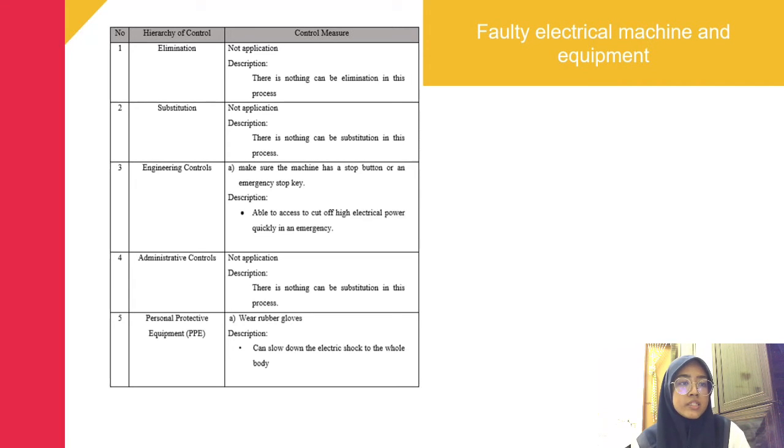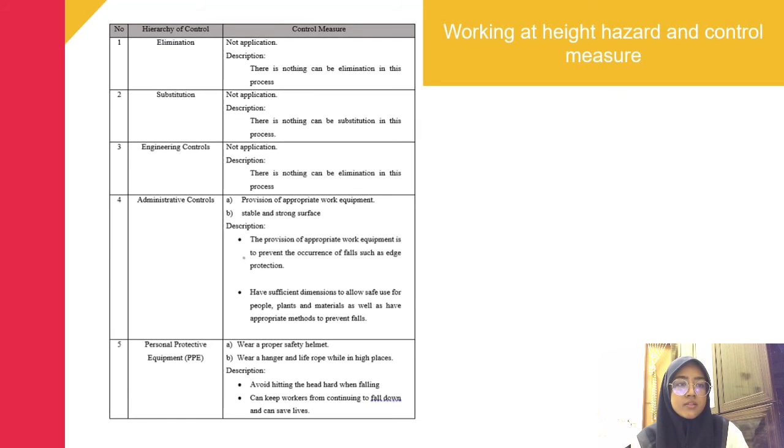The control measure for the hazard is to make sure the machine has a stop button or an emergency stop key. The description is to be able to access and cut off the electrical power while in an emergency. For personal protective equipment, PPE, we must wear rubber gloves because they can slow down the electric shock to the whole body. The third table is working at height hazard and control measure.